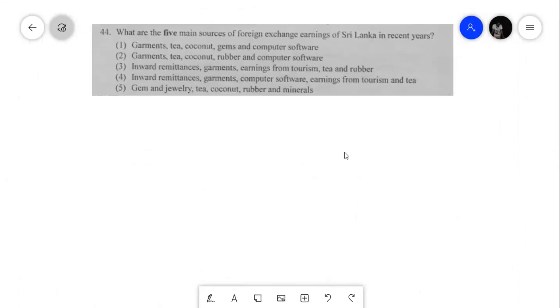What are the 5 main sources of foreign exchange earnings of Sri Lanka in recent years? What do you all have, guys? In other words, where is our money coming from? So we have worker remittances, that is people working abroad. We have our garments, right? Our MAS and Brandix and all of them, they're getting money. Then we have money coming in from tourism and stuff.